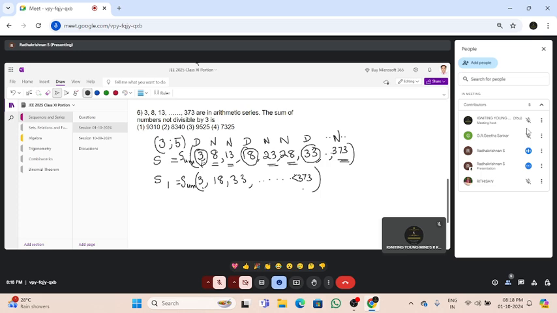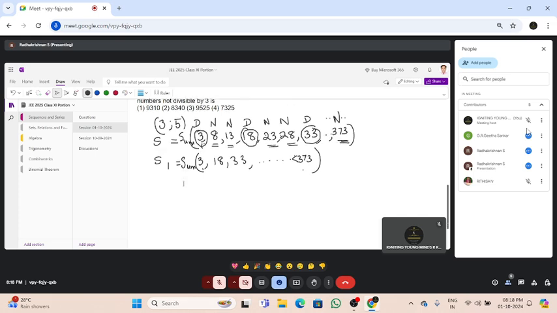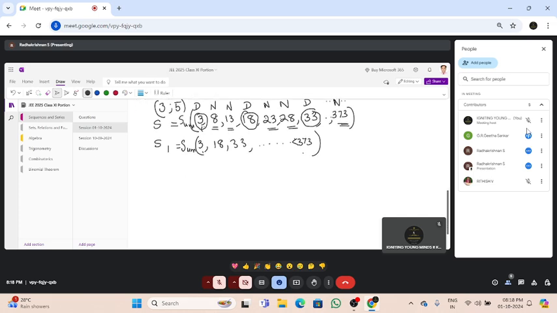Let us first do the first sum. What is the sum of all the terms? Sn equal to n by 2 times first term plus last term. Right. We have already taught that earlier, haven't we? Ritesh, do you remember?